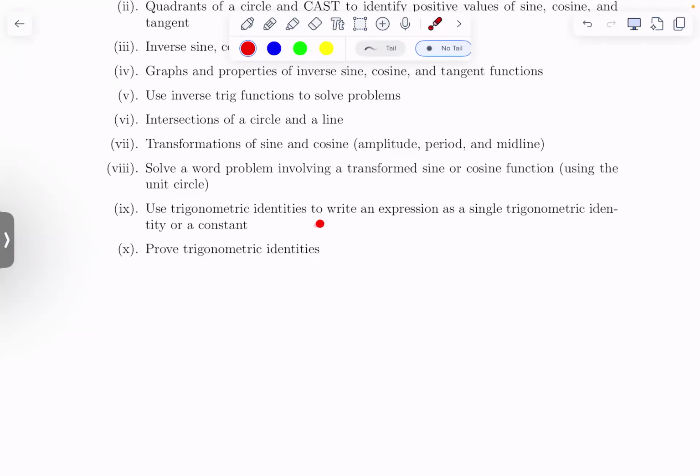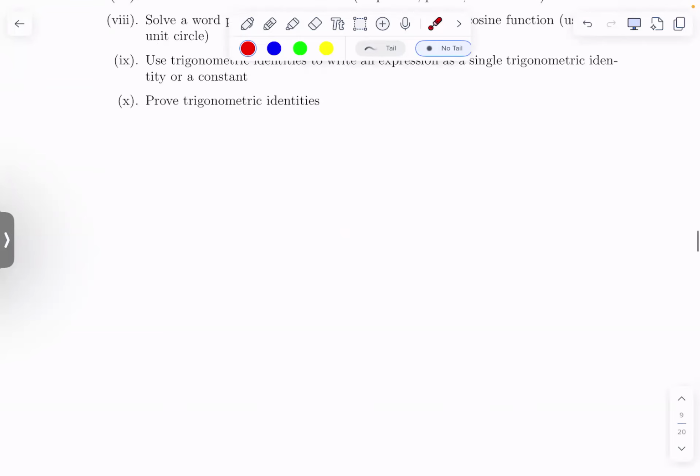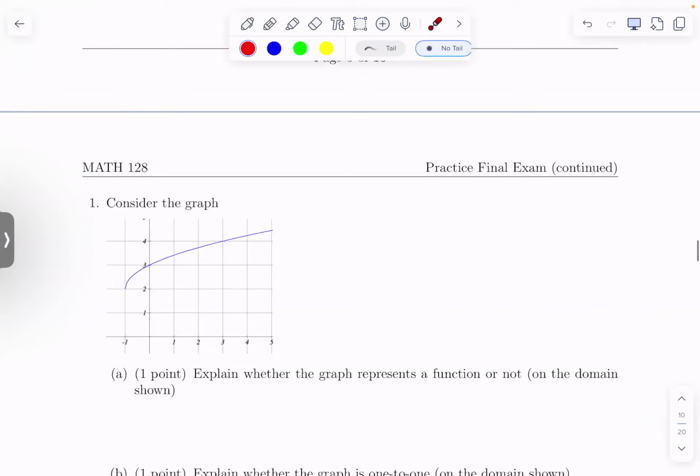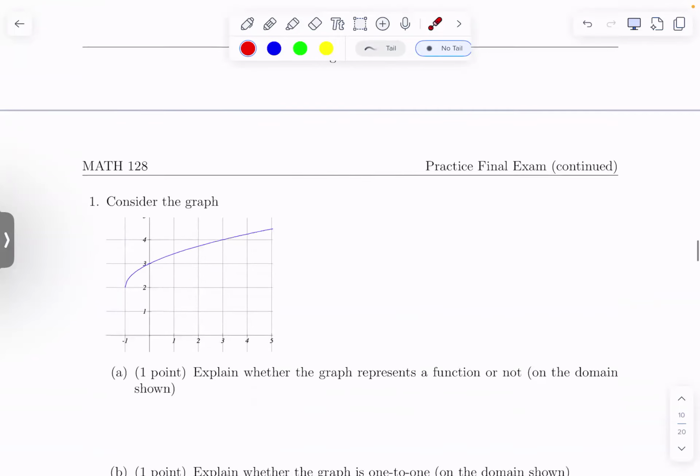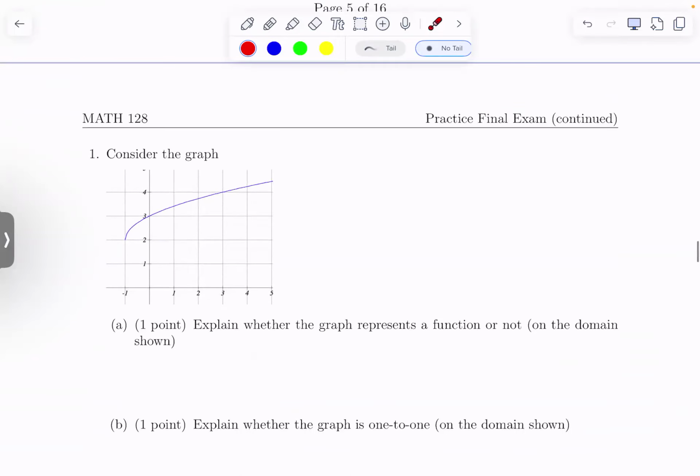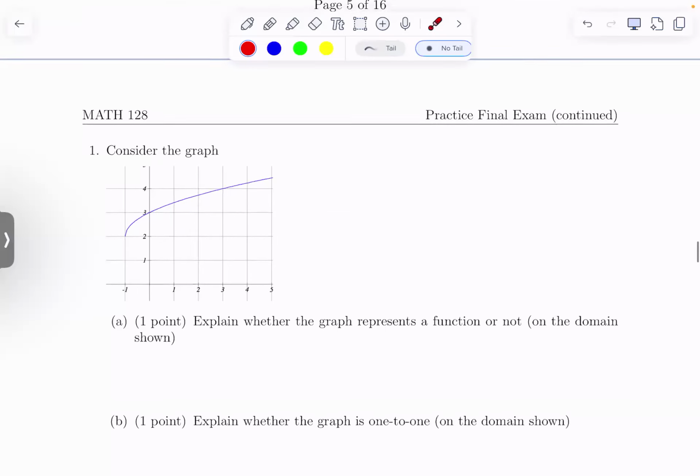And then use trig identities to write an expression as a single trig identity or a constant, which we just did, and then prove trig identities. So it'll be one of those ones that we saw. And then I give you a practice final, right?